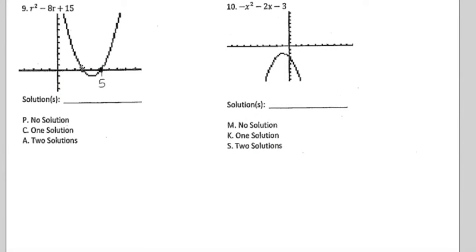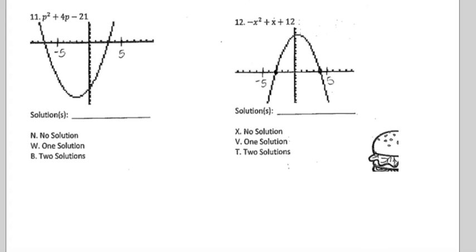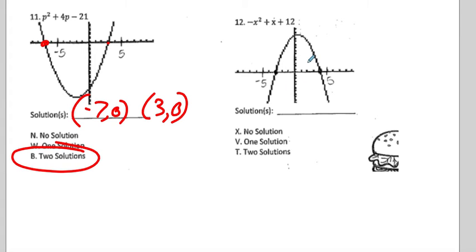Number 9, here's a solution at, did we just do this one? There we go. Number 11, negative 7, 0 as one solution, and 3, 0 is the other solution. So there's two solutions.